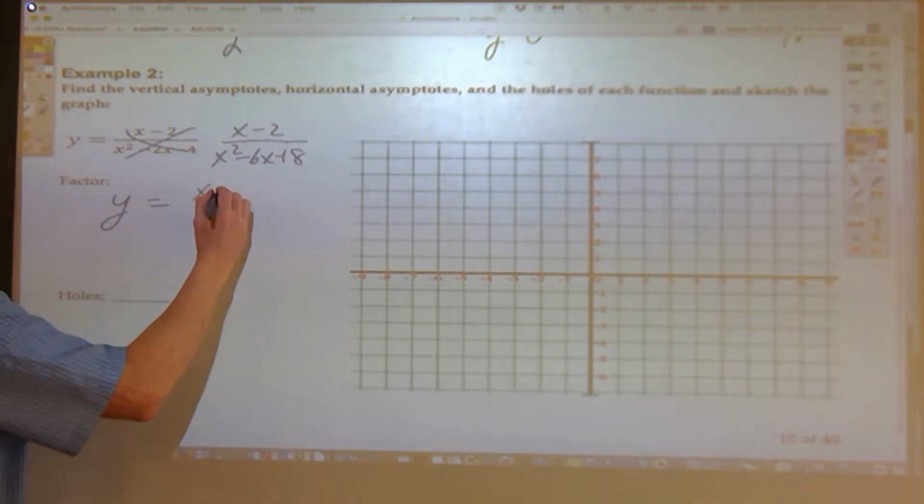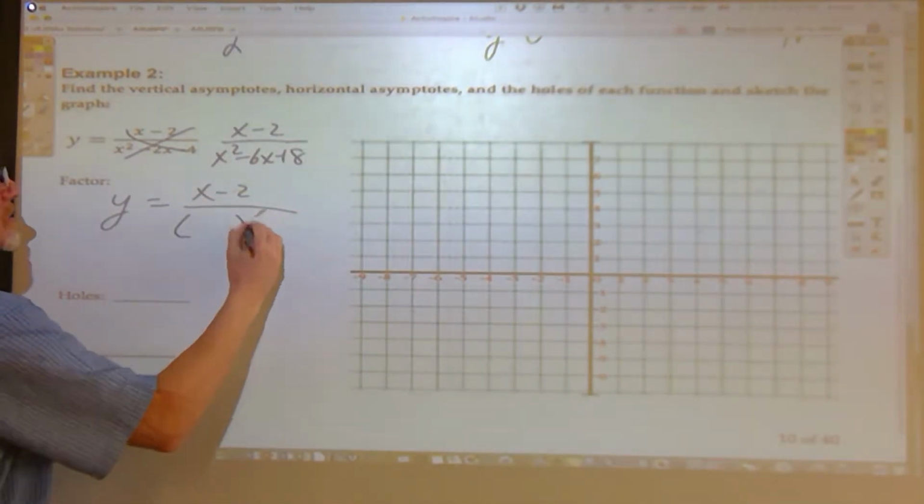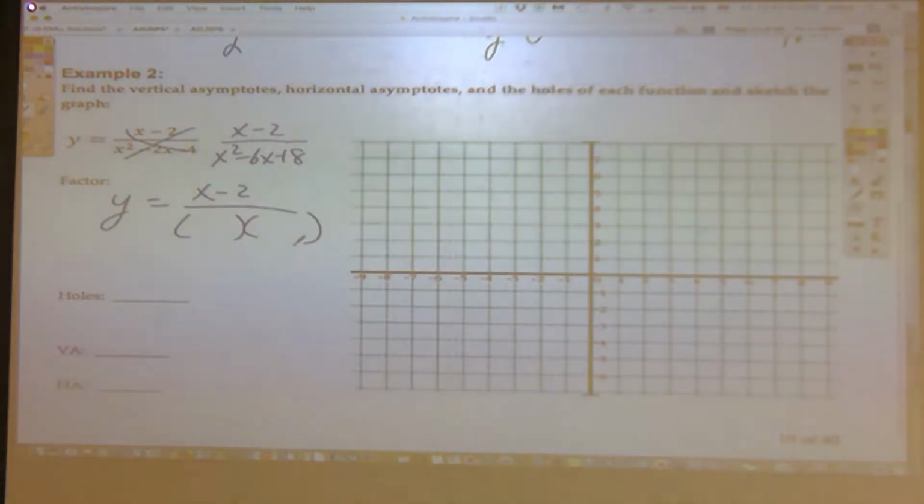When you factor the denominator, you get 2 binomials. Go ahead, review your factoring. What is a factored version of the denominator going to be? Go ahead and try it.